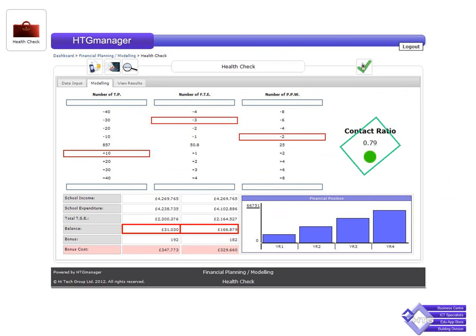On the next experiment, we've kept the teaching periods at +10. We've modified the periods per week to -2, but we've modified the number of full-time equivalent. This has given us a contact ratio of 0.79, which is exactly where we need to be. And you'll notice that it's had a massive financial impact on the balance, from £31,000 surplus to over £160,000 plus.